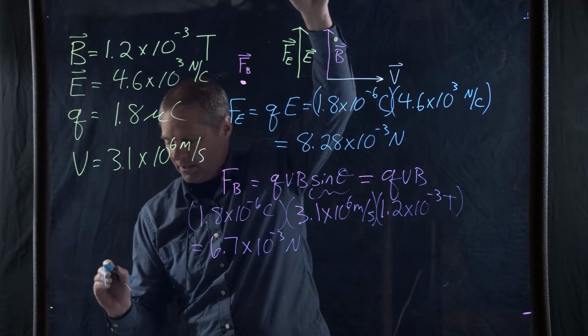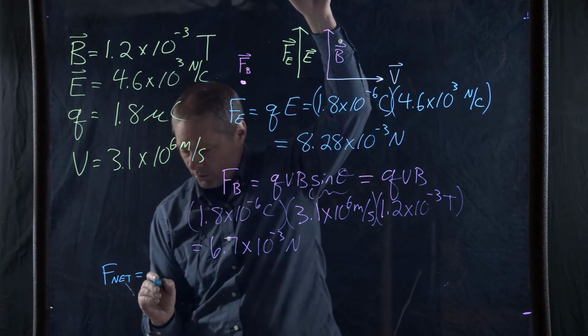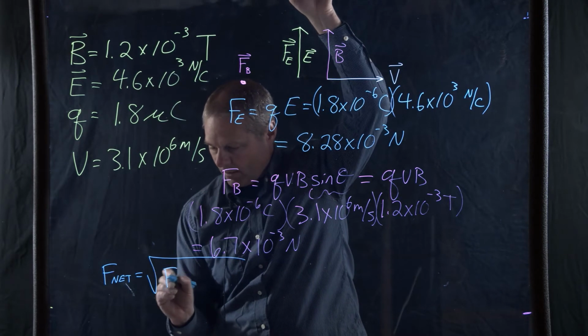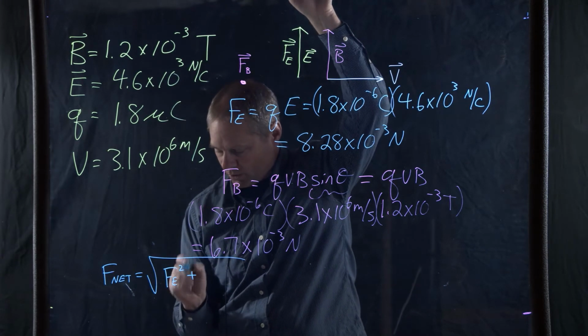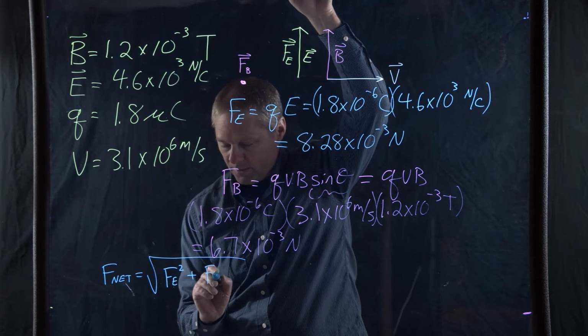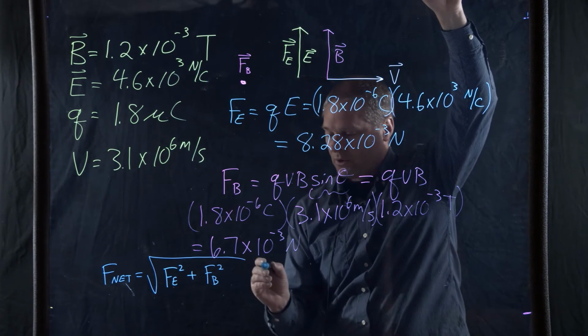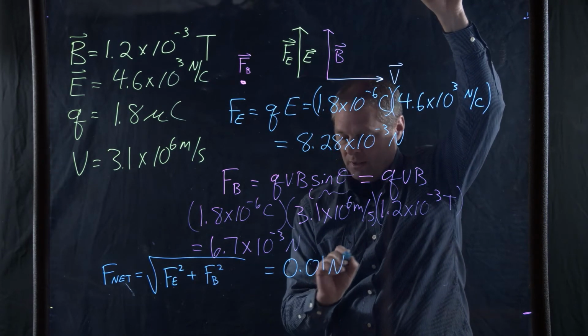And so the net force is equal to the square root of the square of the electric force plus the square of the magnetic force. We plug those numbers in, and we end up getting 0.01 newtons.